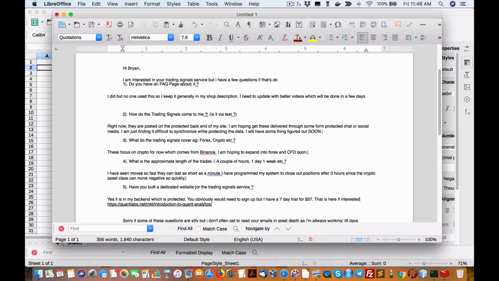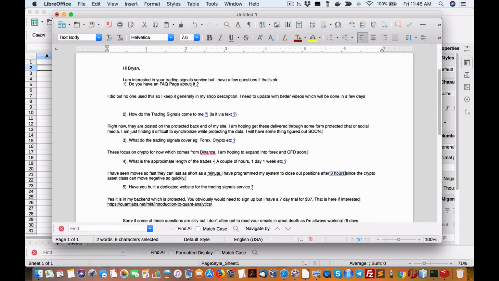And again, here's the original answer. I've seen moves so fast they can last as short as a minute. I've programmed my system to close out positions after 3 hours, since the crypto asset class can move so negative so quickly. Like I said, I've minimized this, but I have kept a cap of keeping a position open for no more than 3 hours. Have you a dedicated website for the trading signal service?